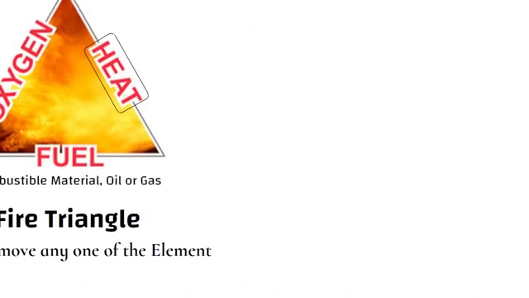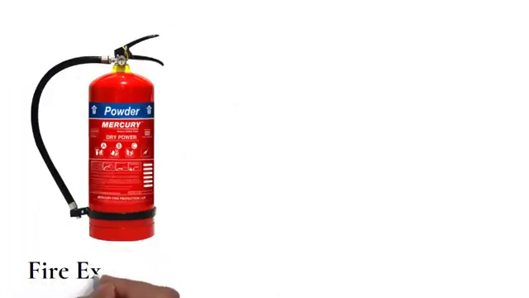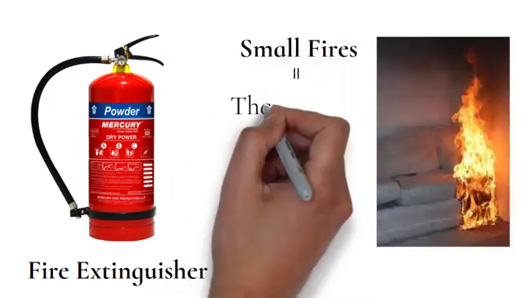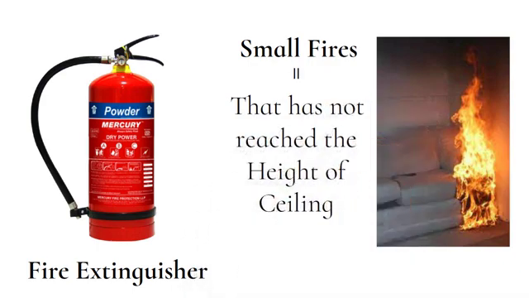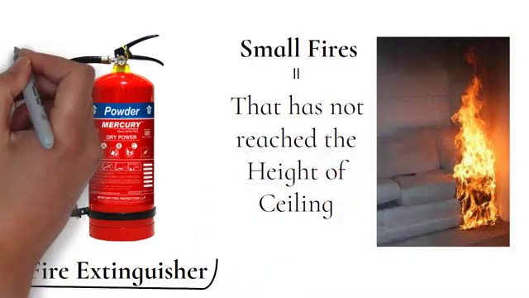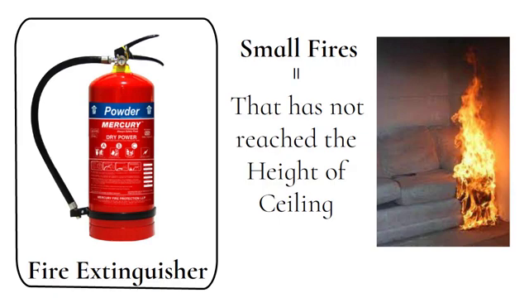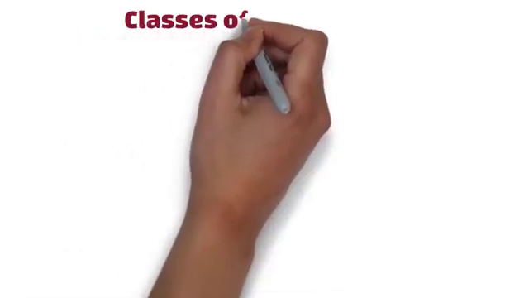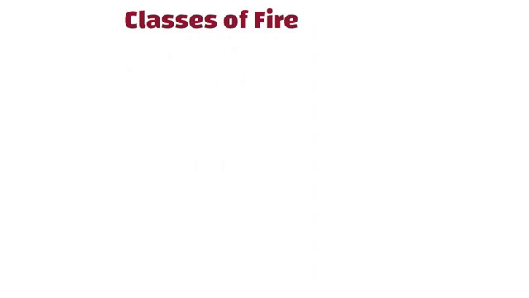Fire extinguisher is one of the equipment that we use to extinguish small fires, that is, the fire which has not reached the height of the ceiling. To understand fire extinguishers and their use, first we need to understand types of fire. In technical language, it is called classes of fire. Please note, these classes of fire are as per Asian standard.